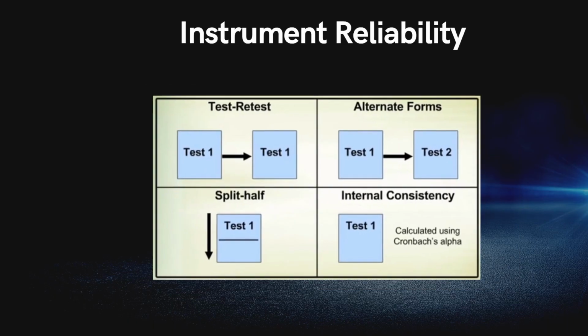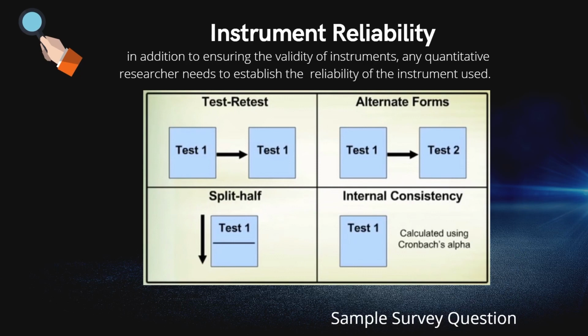So let's proceed now to another very important factor, which is instrument reliability. A while ago, we talked about validity, and reliability is different from validity in the sense that here we talk about consistency, right? Does our instrument consistently measure the same thing, even in a different setting? We call this reliability. In addition to ensuring the validity of the instruments, any quantitative researcher needs to establish the reliability of the instrument being used. So the four approaches that you can see there talk about instrument reliability.